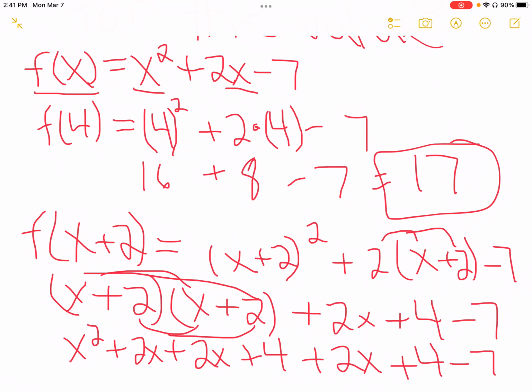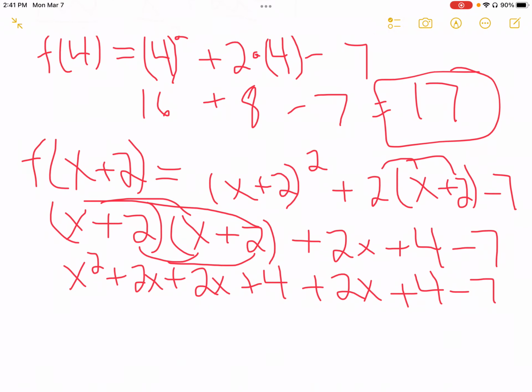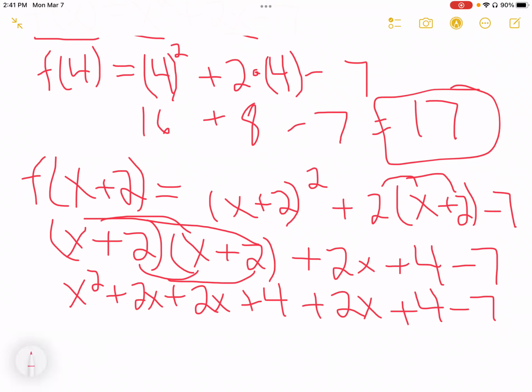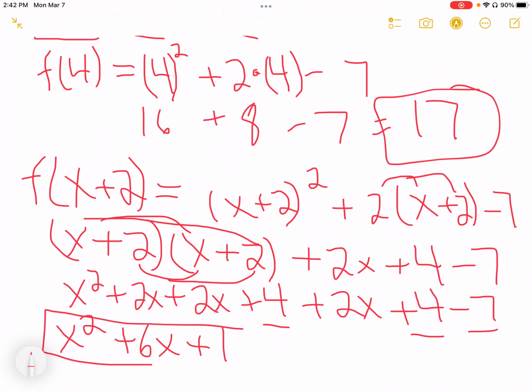Okay, so now we need to add all of our like terms. We can only add ones that have the same base and the same exponent. So x squared is going to stay like it is because we don't have another one. And then for our x's, we have plus 2x here, plus 2x here, plus 2x there. So we have plus 6x total. And then we have a plus 4 here, a plus 4 here, and then a minus 7 there. So that's 8 minus 7, so that's 1. So we have plus 1. And that would complete our problem there.